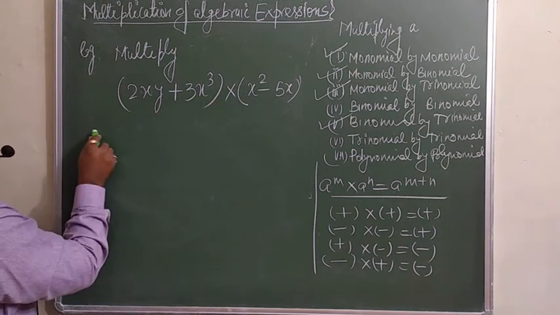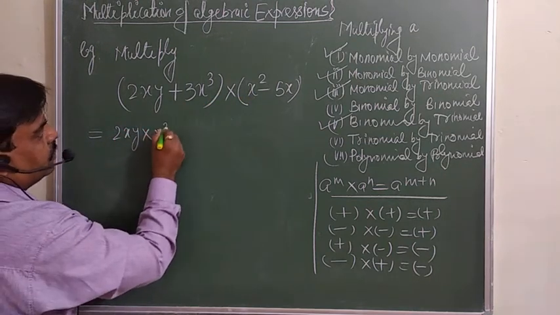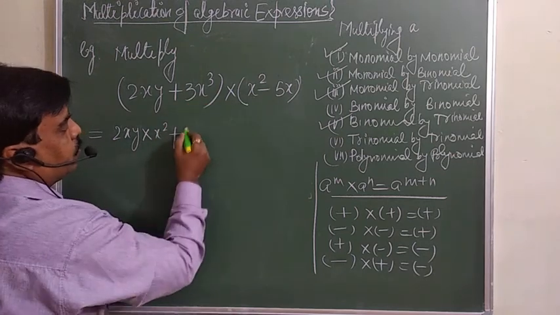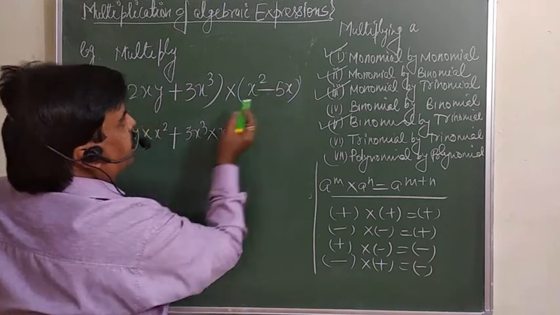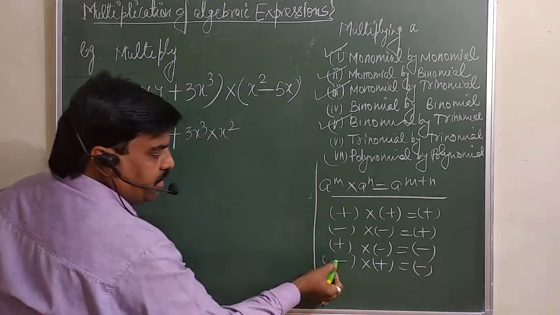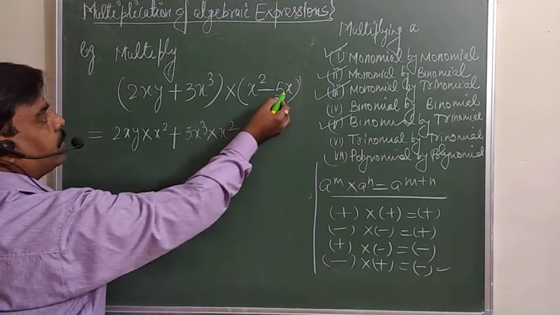Multiply by x square: 2xy into x square. Now by this x square you have to multiply 3x cube into x square. Now here is the minus sign, here is the plus. So minus into plus is always negative. We should be very careful here, you have to pay a little attention.